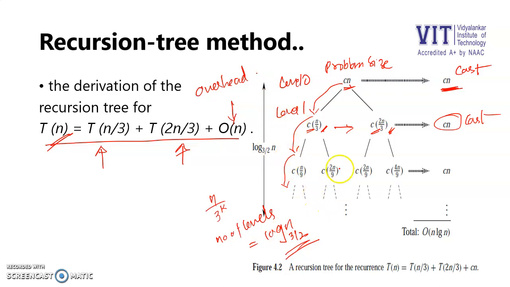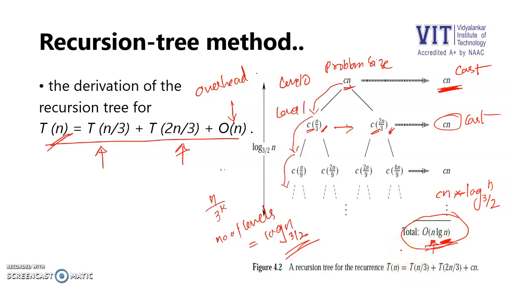So we will have these many levels. Now the cost of each level is cn multiplied by the total number of levels. Now what is the total number of levels? Log n to the base 3 by 2. Now why 3 by 2? Because every time it is getting divided by 3, which means multiplied by 1 by 3. So this is how 3 raised to a power comes. So this is the number of levels, and this is the cost of each level. So the total cost is, sorry, I am very sorry, the cost of each level is cn, so the total cost is cn log n.